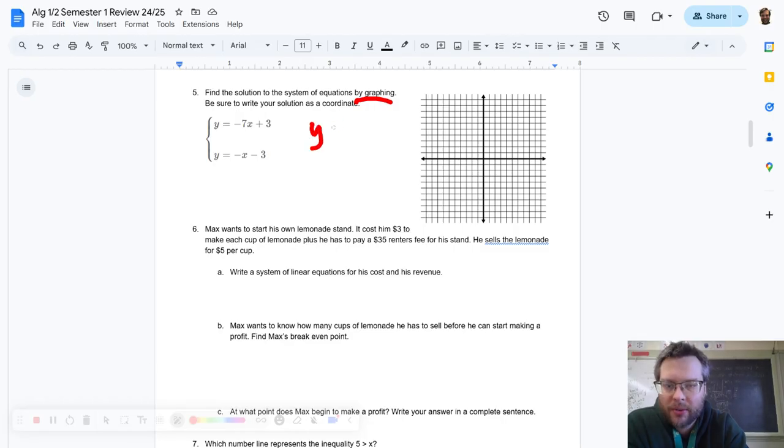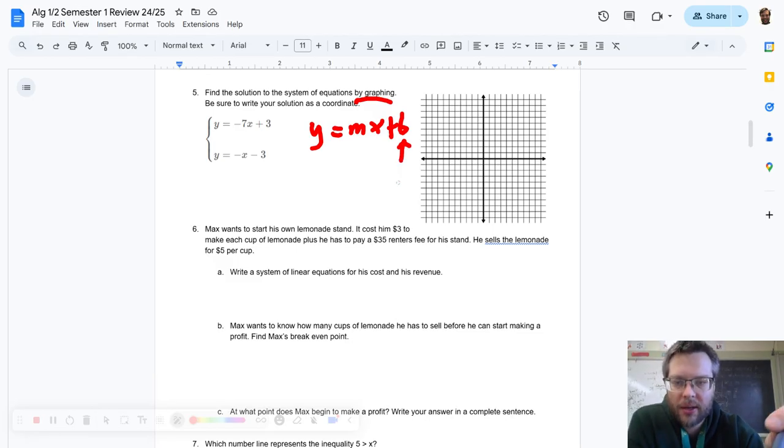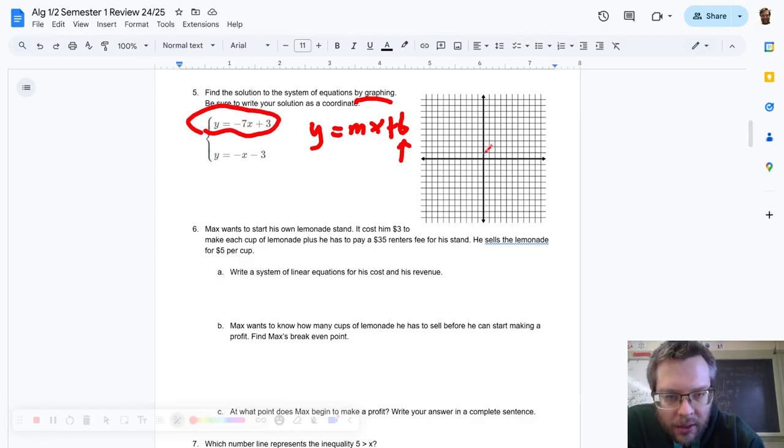When I'm looking at these equations, they're already in mx plus b format. So b is my starting point. That looks like I'm starting the 1 here at y equals 3. So let's see if I can do this. 1, 2, 3. Then m is my slope. So m is slope. B is y-intercept.